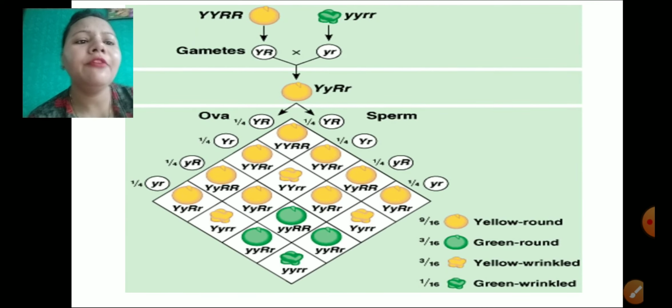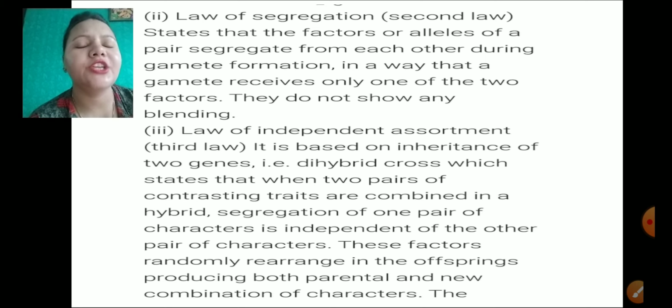Then we have the law of segregation. The law of segregation states that the factors or alleles of a pair segregate during gamete formation. While gametes form, the allelic pair segregates in such a way that each gamete receives only one of the two factors. They do not show any blending. That is the law of segregation.